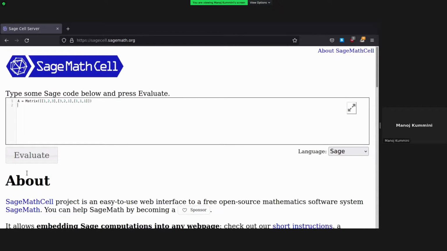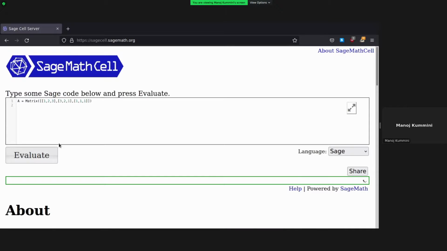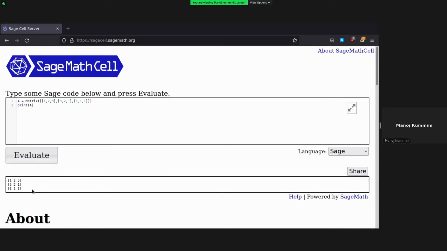So this is what you define, and you press evaluate. It printed this thing. You have to press evaluate, otherwise it's not going to print. It prints matrices like this, row by row, and each row is a vector.